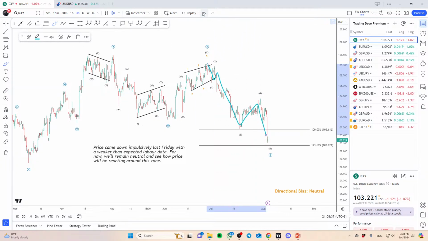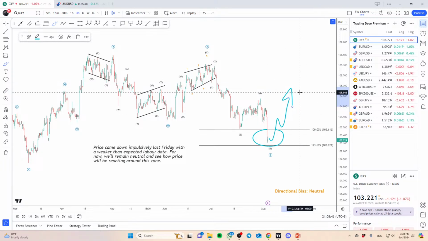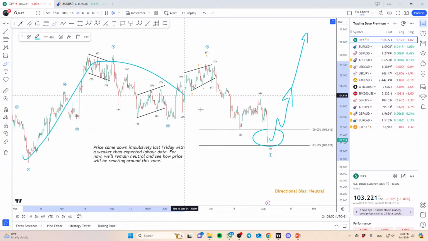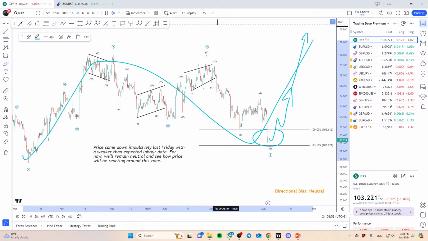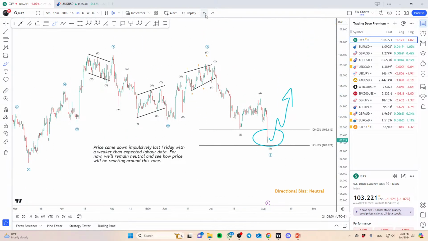Now there's a good chance that the market will react off this area and perhaps give us some sort of bounce. Whether it's going to be a bounce as a retracement or an impulsive move which continues its bigger trend to the upside, it's a little bit too early to tell. But definitely, I wouldn't want to just be selling immediately because of last week's movement.